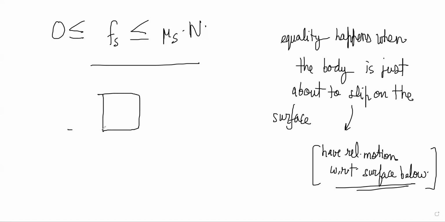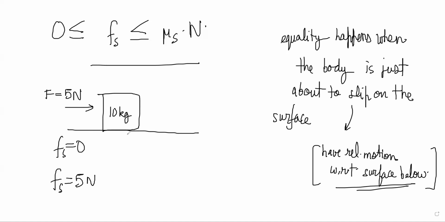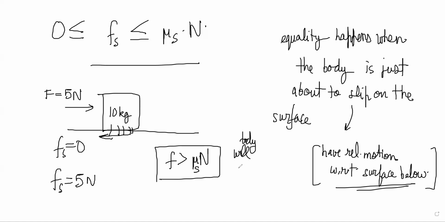So for example, if I place a block on the floor and apply no force on it, then obviously there is no tendency to make the body slip. So therefore the static friction in this case is 0. However, if I apply a force of 5 Newton, maybe the block was 10 kg, and if I put 5 Newton force from outside, the block still doesn't move, in which case the static friction has become 5 Newton, which is opposing the slipping on this surface. Similarly, if the force was greater than mu_s times N, then definitely the body will start slipping because there is acceleration.